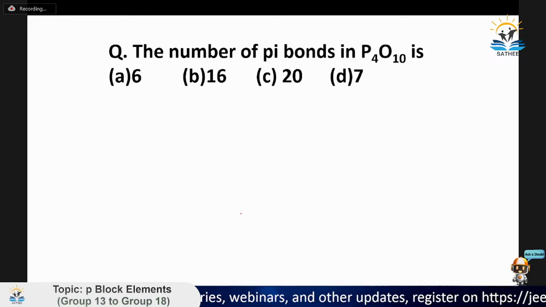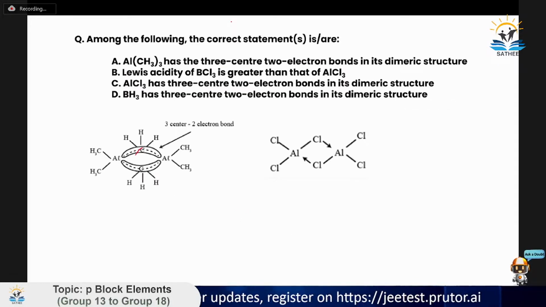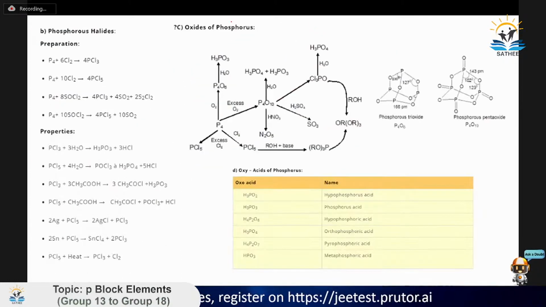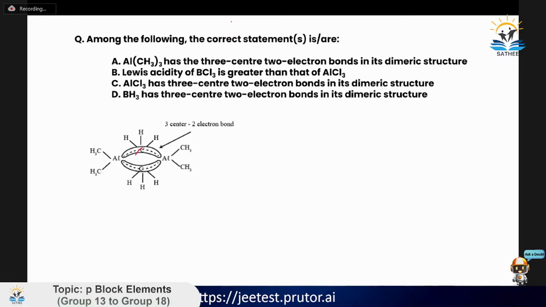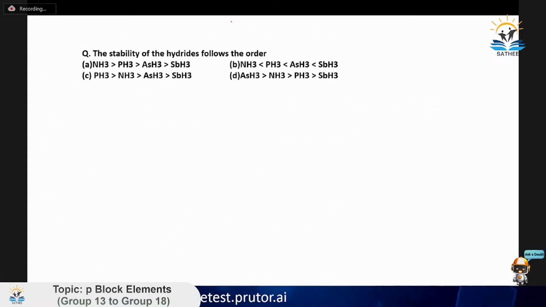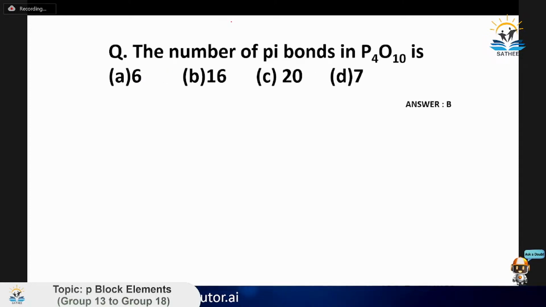Final question. Number of pi bonds in P4O10. The P4O10 structure was discussed with you. Now you just need to calculate the pi bonds over here. I know that you people know how to calculate the pi bonds, so I won't be teaching it to you here, but it is actually a very simple thing. And your answer is 16. I think this should be sigma bonds then if it's 16. So just look for it, and that is it for this particular lecture.